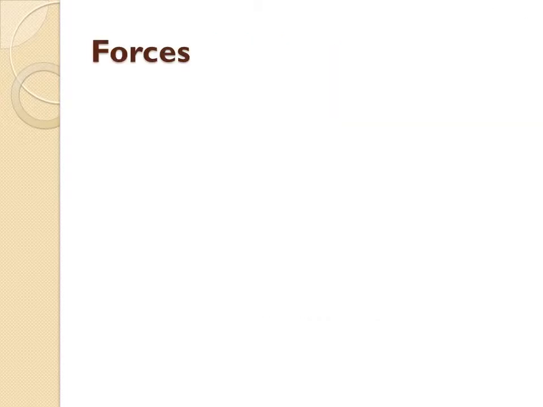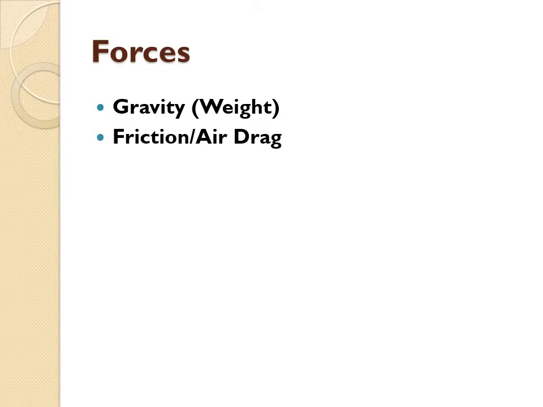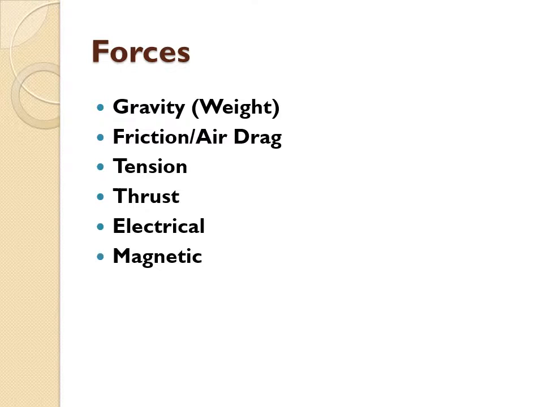So there are going to be a lot of forces that we talk about in this class. We're going to include gravity as the weight of an object, and actually weight and mass are not the same thing. Mass is the amount of matter that makes up an object, while weight is the force that gravity is applying to that mass. So the gravitational force of the Earth being applied to your mass is called your weight. We also have friction and air drag, tension, thrust, electrical forces, and magnetic forces, which we're not really going to be talking about until later in the year.